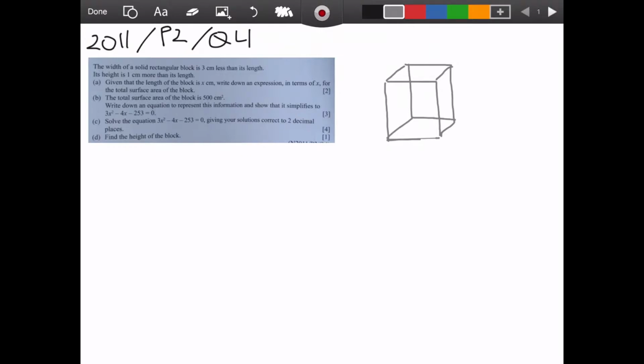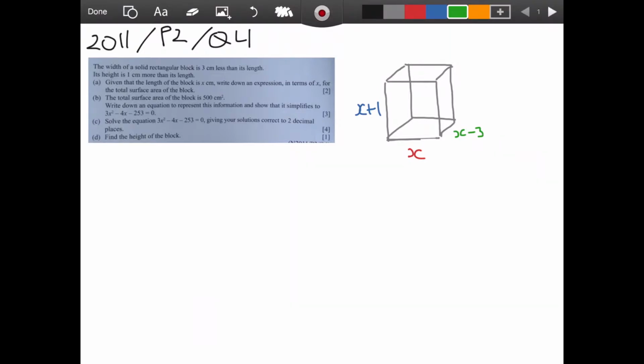This is the inside of it. But the length of the block is x cm. Let's use a different color. This is x as a length, and then the height is x plus 1, and then its width is 3 cm less than its length, so x minus 3.